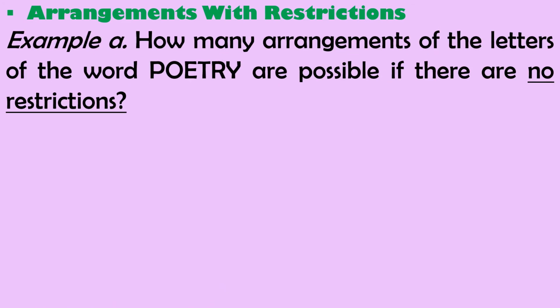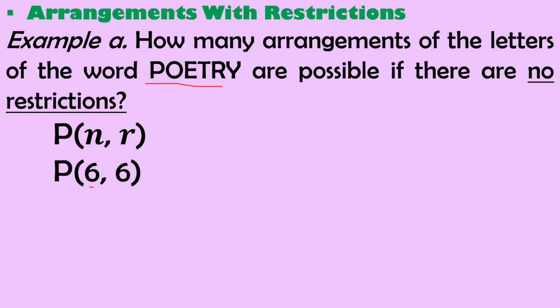Next is arrangements with restrictions. Example A. How many arrangements of the letters of the word poetry are possible if there are no restrictions? Use the formula of permutation of n and r. So let us now substitute the value of n, which is 6, because the word poetry has 6 letters. And the value of r is 6 because of the words no restrictions. So the value of r is equal to the value of n.